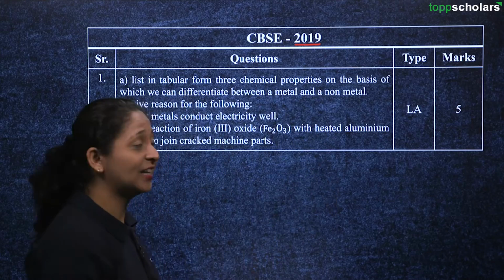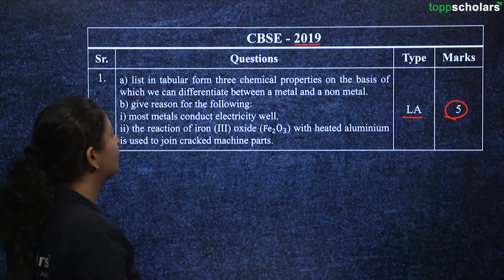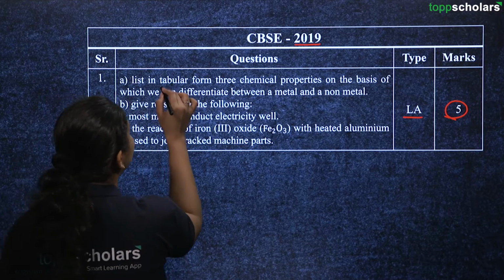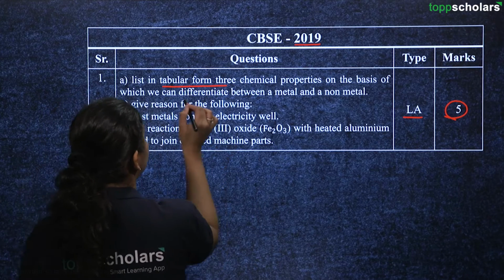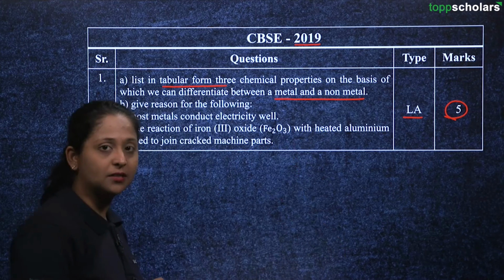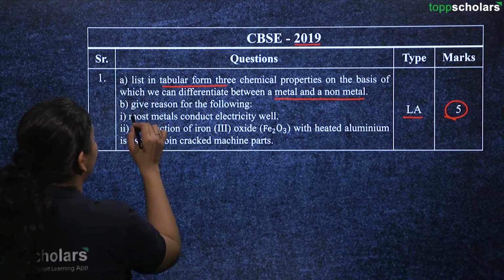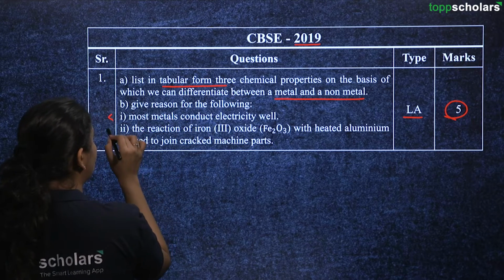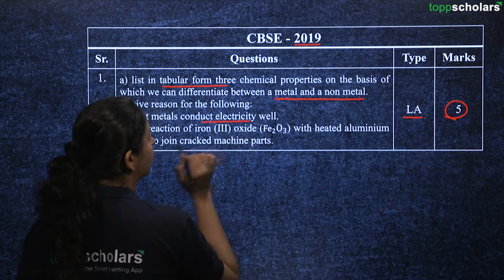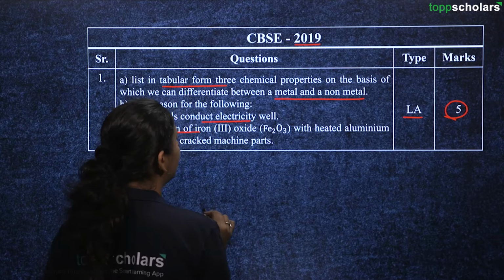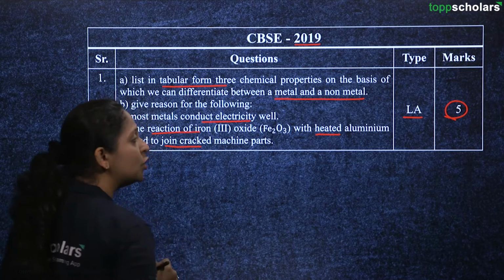The very first question that we are going to study is a long answer question which is giving you 5 whole marks. You have to list, in tabular form, 3 chemical properties on the basis of which we can differentiate between a metal and a non-metal. So we have to differentiate between the 3 properties here. Then you have to give reasons for the following as well after you have formed that table. You have to state why most metals conduct electricity well, and why the reaction of iron oxide with heated aluminium is used to join cracked machine parts.